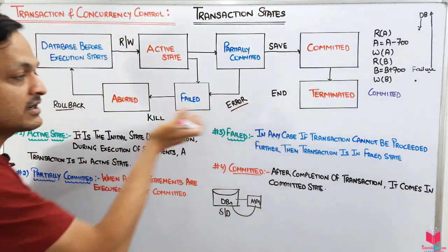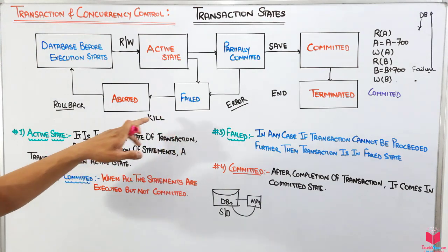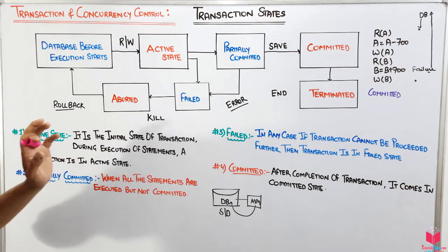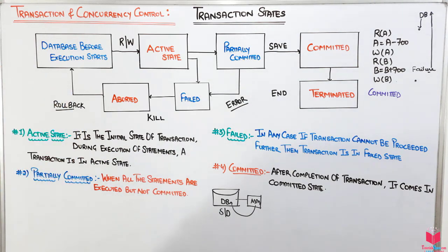Okay guys, if an error occurs here, that means the transaction has failed, and we have to abort the transaction and roll back everything. Okay, so this is all about transaction states.